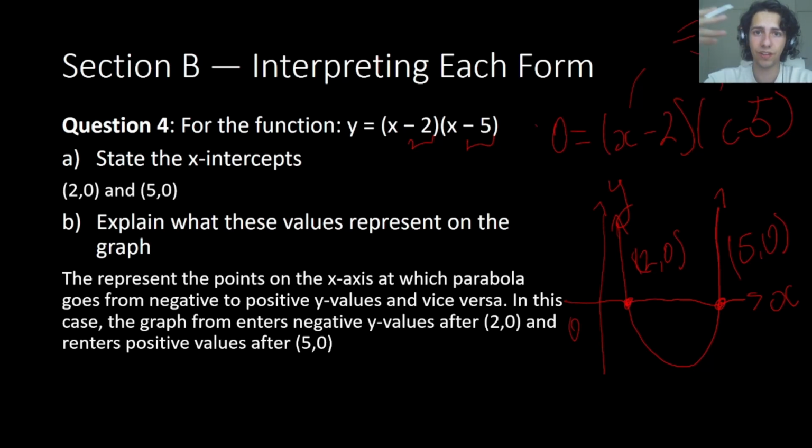If we follow along the graph as we increase the x values, so we go down the graph here, as we cross the first x-intercept here, the y values go from positive to negative. And then once we cross the next x-intercept, as we increase the x values and move along the graph, the y values go from negative to positive. Now, let's move on.